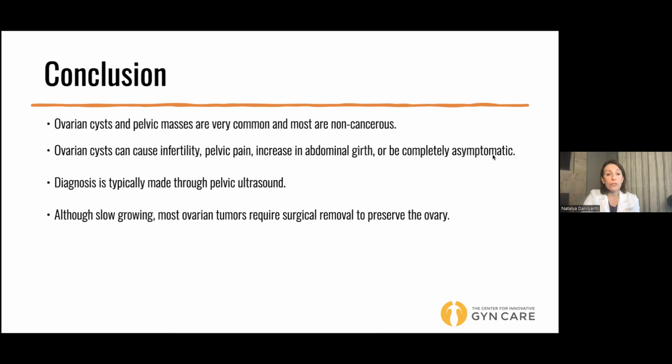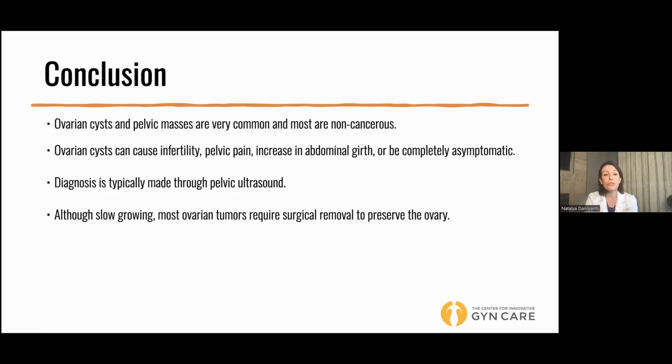So, conclusion. I feel like I've said the same thing multiple times, but conclusion: ovarian cysts and pelvic masses are very common, and most are not cancerous. So if you have, especially in the premenopausal age, been diagnosed with an ovarian cyst or ovarian mass, first of all, just take a deep breath. Most of these are not cancerous, but don't think that it's nothing, right? So it still needs to be investigated.